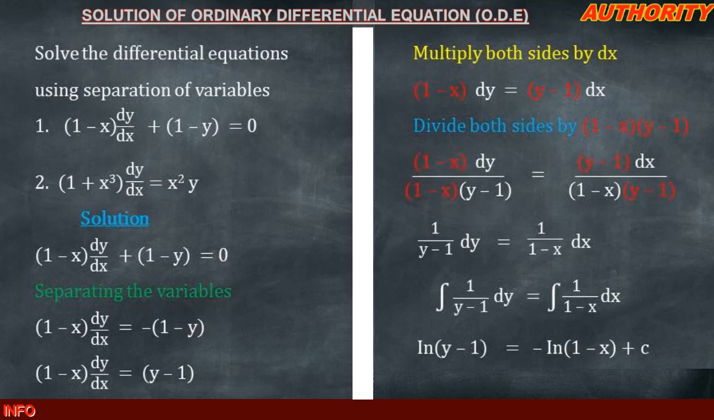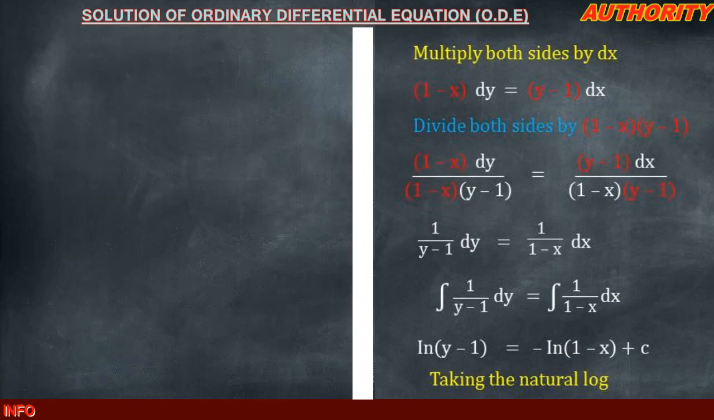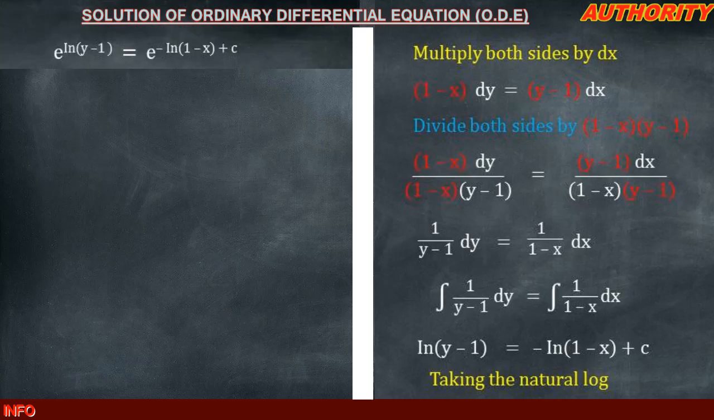Okay, good. So this is what we have after integration, and we want to have our solution in the form of y being the subject. So from this place, the next thing we are going to do is to take the natural log of both sides so that we will have y standing alone. So taking the natural log, we are going to have exponential ln(y minus 1) equal to, in the right hand side, exponential of minus ln(1 minus x) plus c. So this is what it means by taking the natural log.